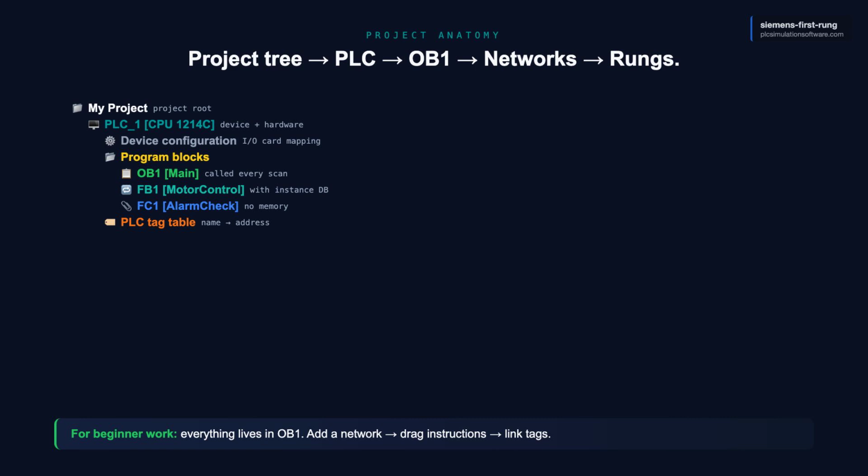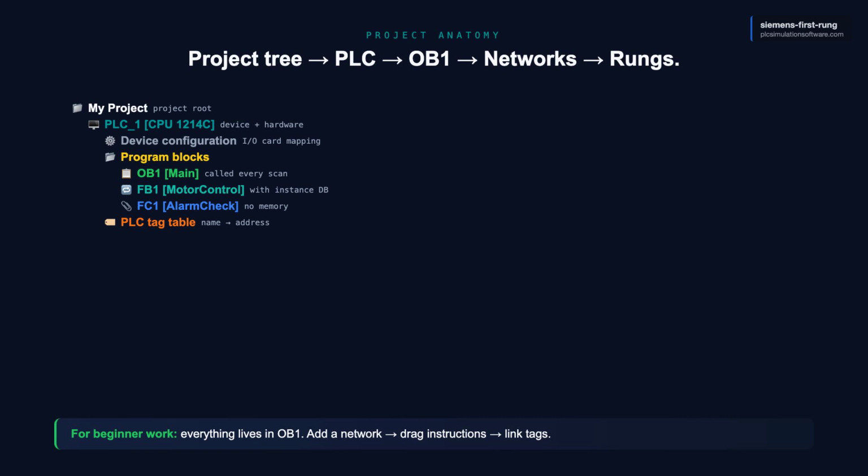A network in TIA Portal is one rung or one group of related rungs. You click the plus to add a new network. You drag instructions from the instruction panel on the right. The tag table is where you define every input, output, and memory bit before you use it in a rung. In TIA Portal, tag names replace raw addresses. You see the tag name in the rung. The address is behind it.